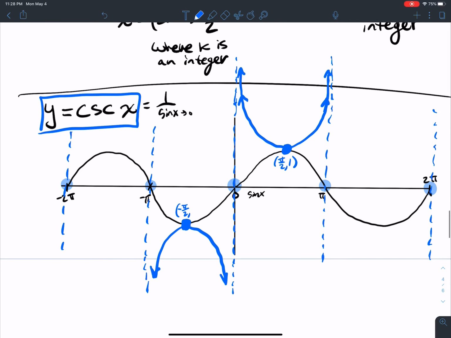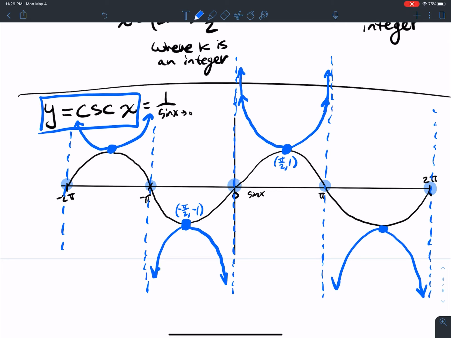If it helps, draw your corresponding sine function first, and then just do this little trick right here, with all these little curves.